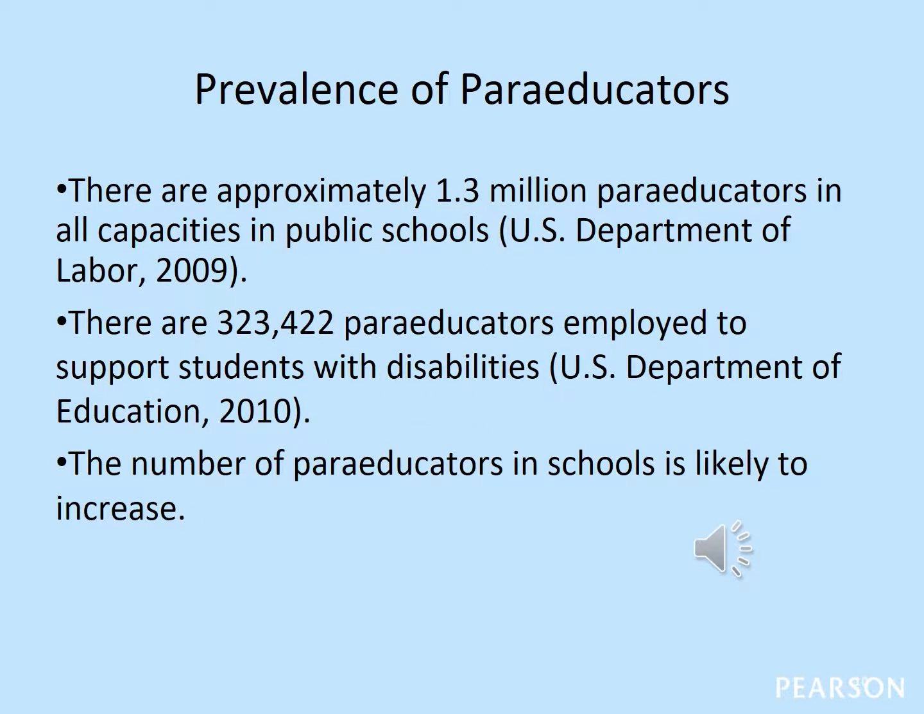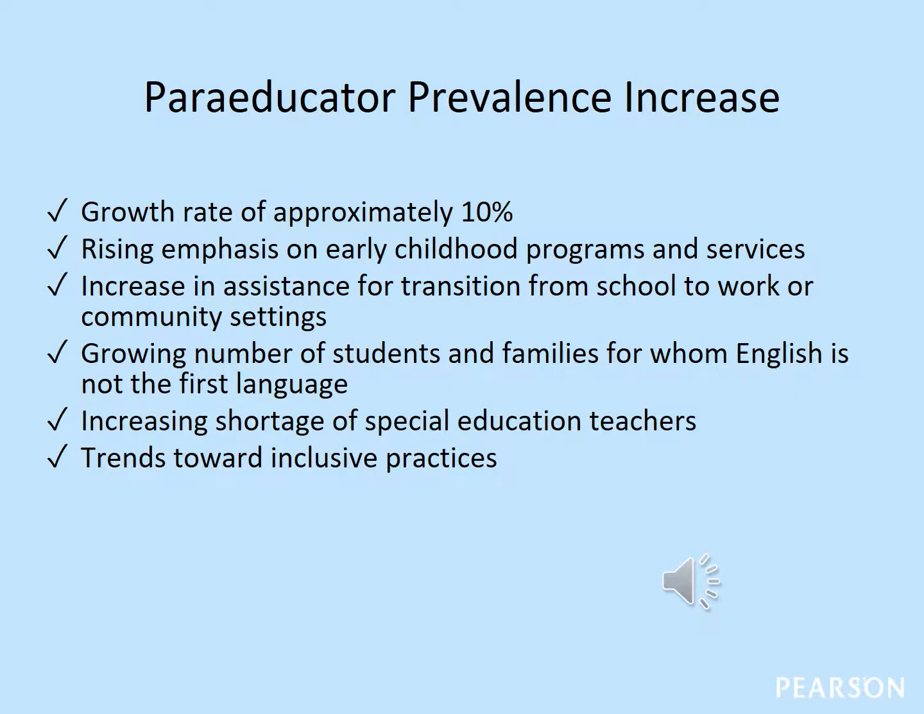Consider also other prevalent data regarding paraeducators. There are approximately 1.3 million paraeducators in all capacities in public schools, according to the U.S. Department of Labor, 2009. There are 323,422 paraeducators employed to support students with disabilities, U.S. Department of Education, 2010. The number of paraeducators in schools is likely to increase in the future.